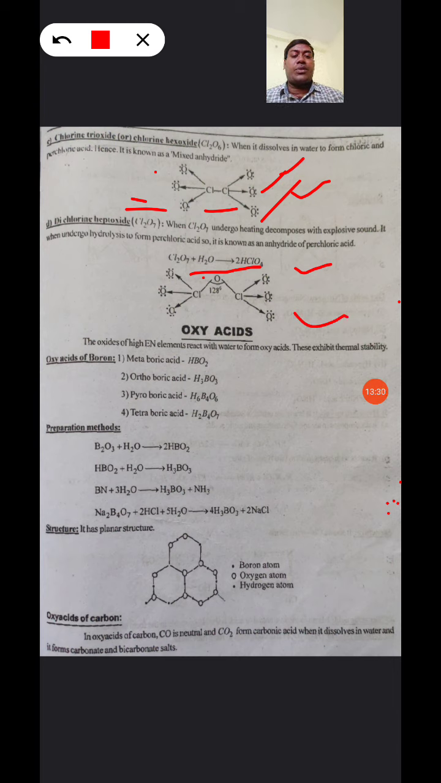Next, this is the structure of Cl2O7, dichlorine heptoxide. So these are the oxides of chlorine.